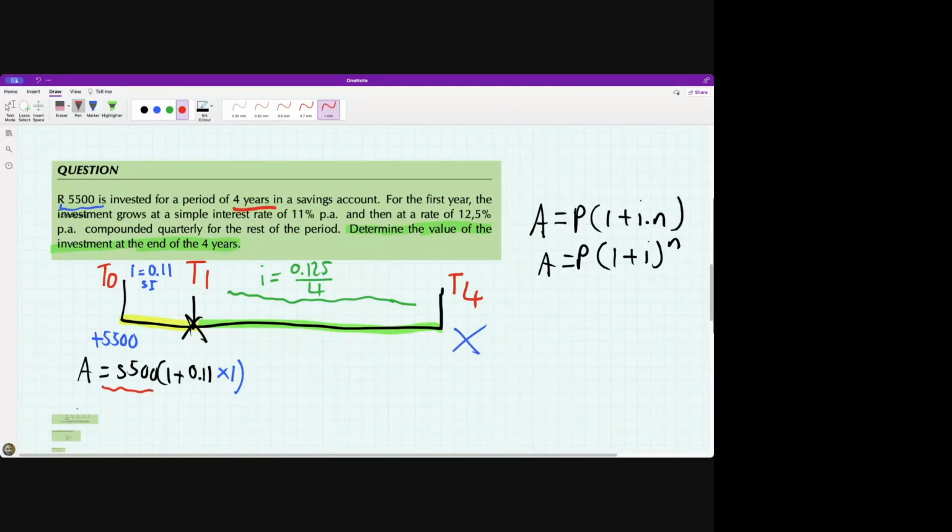I get this bit for the first part, but I still need to figure out what goes here to get me to the end. And you're going to tell me in the chat what you get.